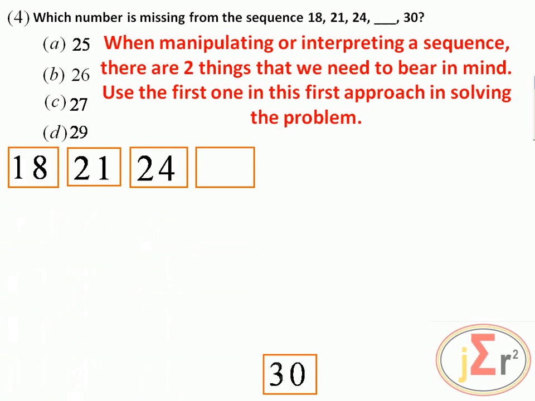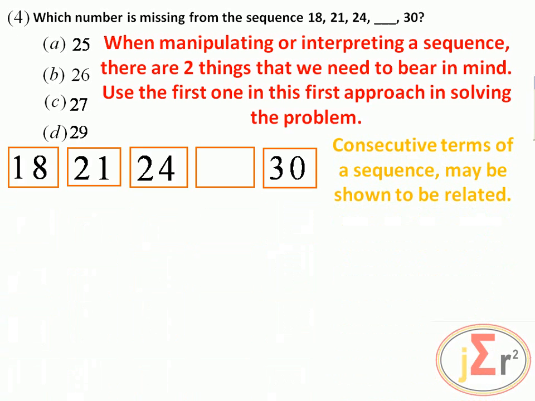So there we have our sequence with the blank one left out. Consecutive terms of a sequence may be shown to be related. If you can find how they are related, then we can generate the entire sequence. Now here's your question. 18 to 21. 21 to 24. What is consistent there? What do you notice is consistent there, Jerry? If we go from 18 to 21, that's what? 3.